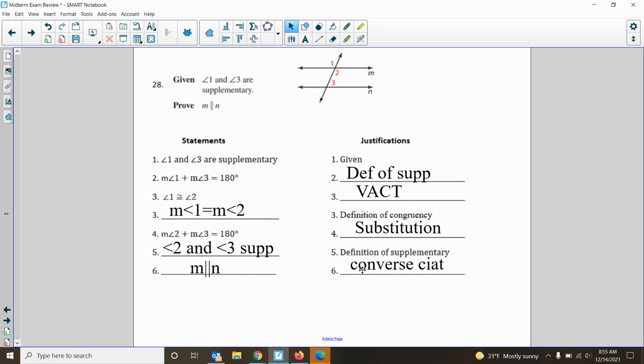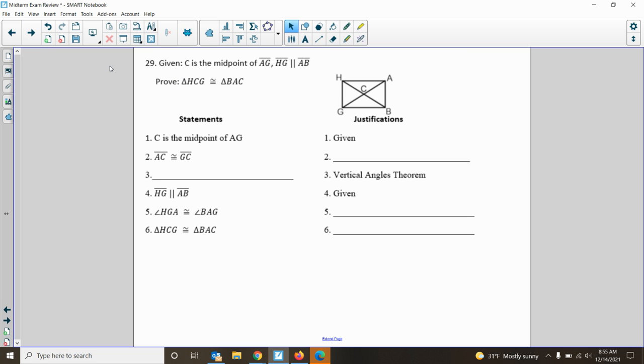The original said if the lines are parallel, then consecutive interiors are supplementary. The converse says if consecutive interiors are supplementary, then the lines are parallel. So here you're using a converse to prove the lines are parallel, not the original. Okay, so feel free to go back and listen to that again, but that would be proof number 28.